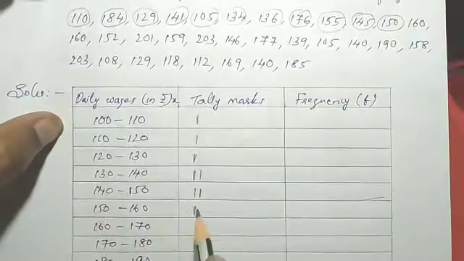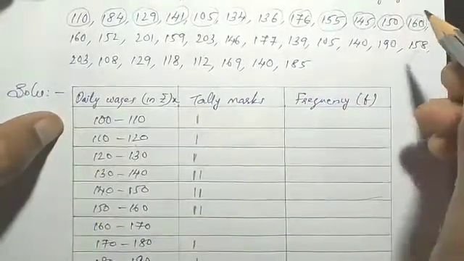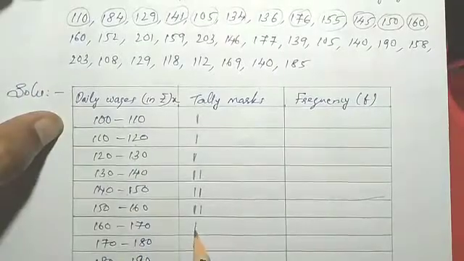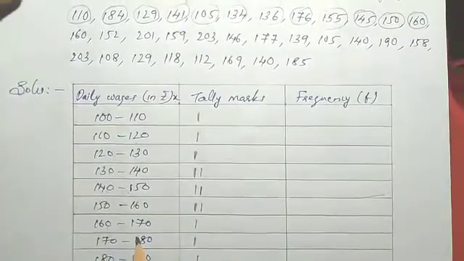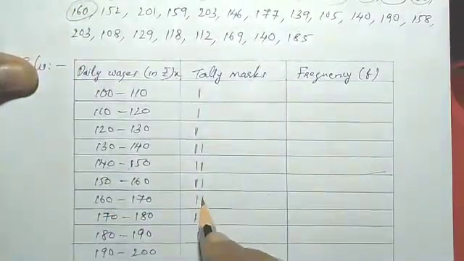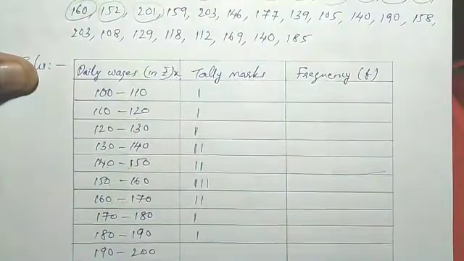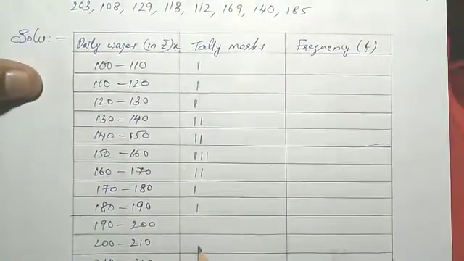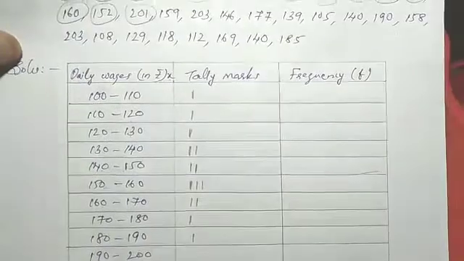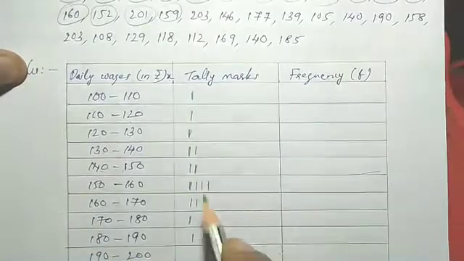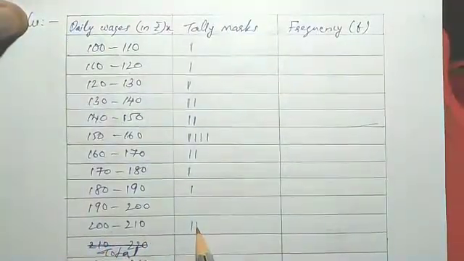150, it is here. 160, it is here, between 160 and 170. Next one 160 again, that also in the same class interval. Next one 152, it is here. 201, it is in the last class interval between 200 and 210. Next one 159, it is here. Next one 203, in the last class interval, 200 to 210 here it will come.